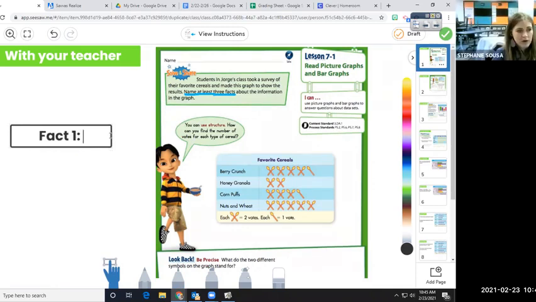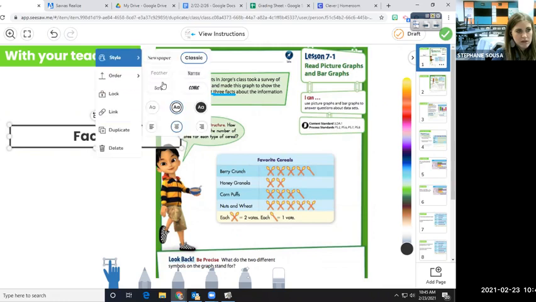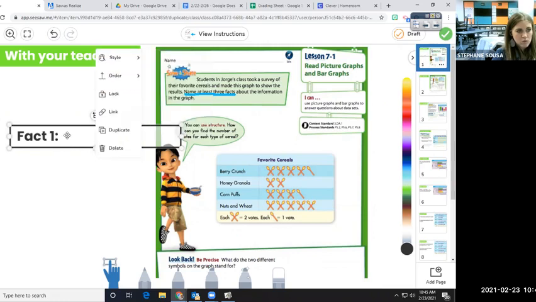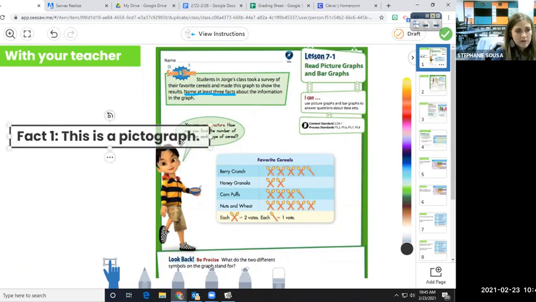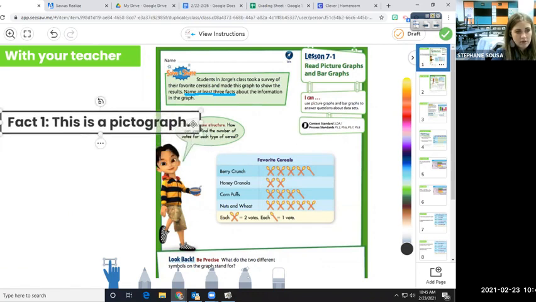Fact 1, this is a pictograph. Let's write that out. Fact 1, this is a pictograph. I'm going to put it over here to the side. Okay? So this information is shown in a pictograph. Now let's talk about how to read pictographs.